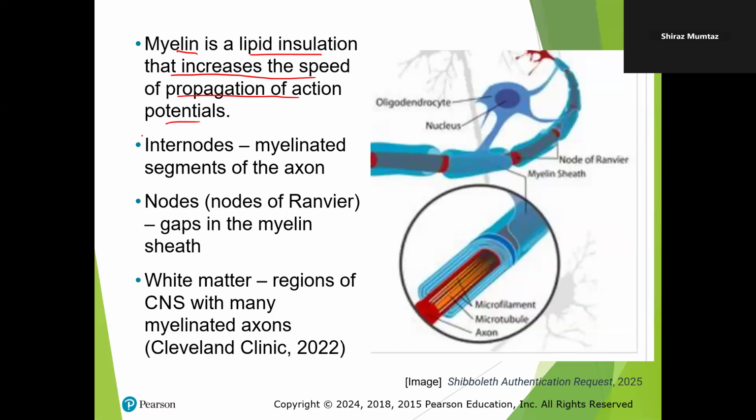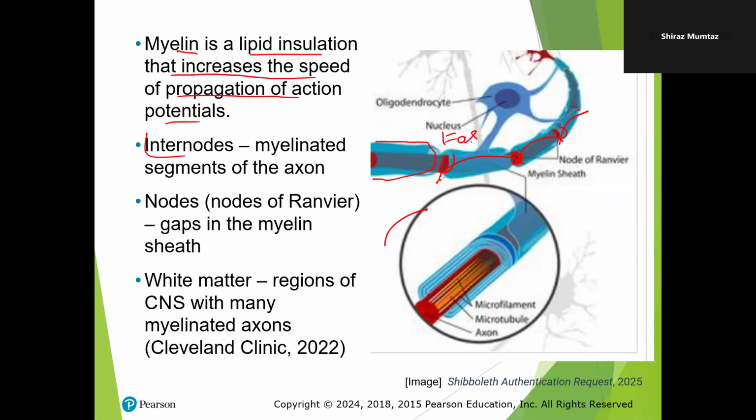Then comes the internode. The internode is the part with the myelin sheath, and then we have a node of Ranvier. Right here we do not have myelin sheath. The action potential jumps from one node to another node and then to another, unlike the unmyelinated axon, which does not have a jumping pattern. If it does not have a jumping pattern, it goes slow.